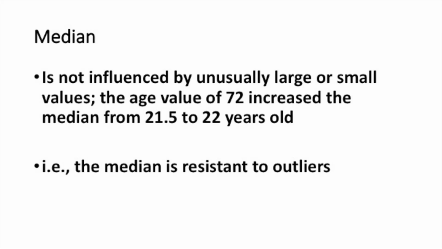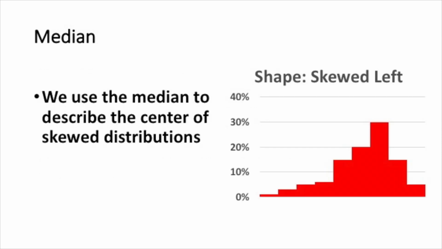Unlike the mean that can be heavily influenced by unusually large or small observations, the median is not affected very much by outliers. For this reason, the median is an appropriate measure of the center of a distribution when it's skewed. Again, this is because the median is resistant to unusually large or small values.